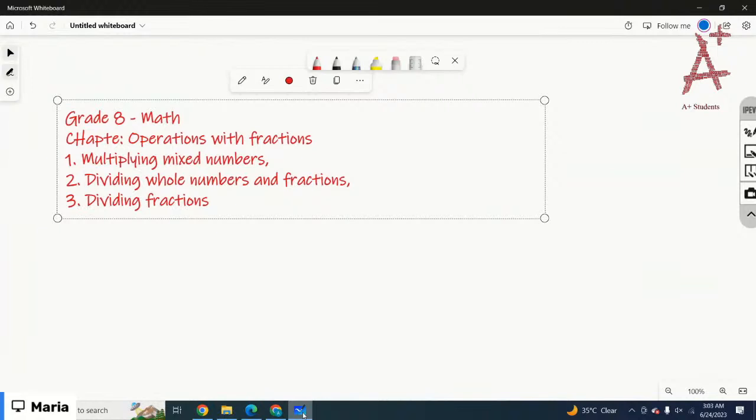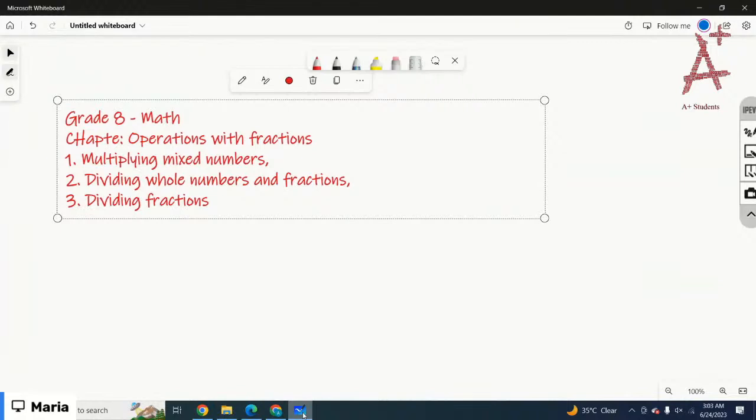So we are here for grade 8 math. We're going to start with the chapter operations with fractions. The lessons we're going to cover today are multiplying mixed numbers, dividing whole numbers and fractions, and then dividing fractions. So let's start with the first lesson.